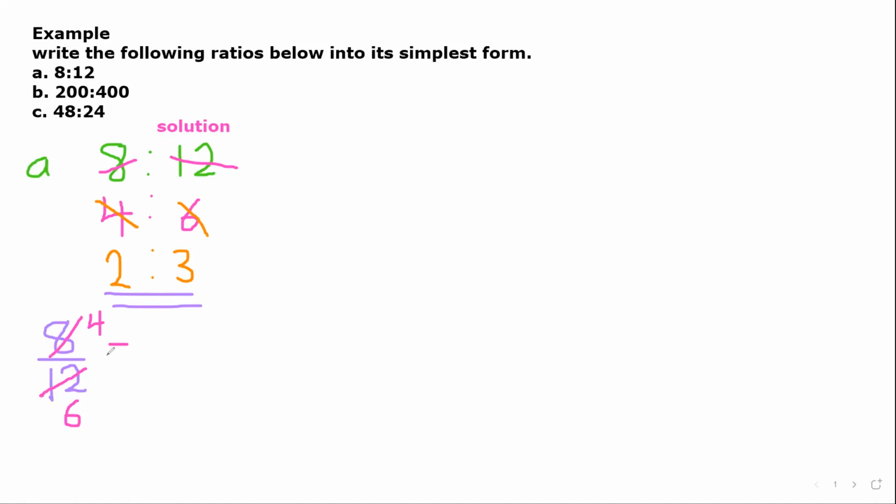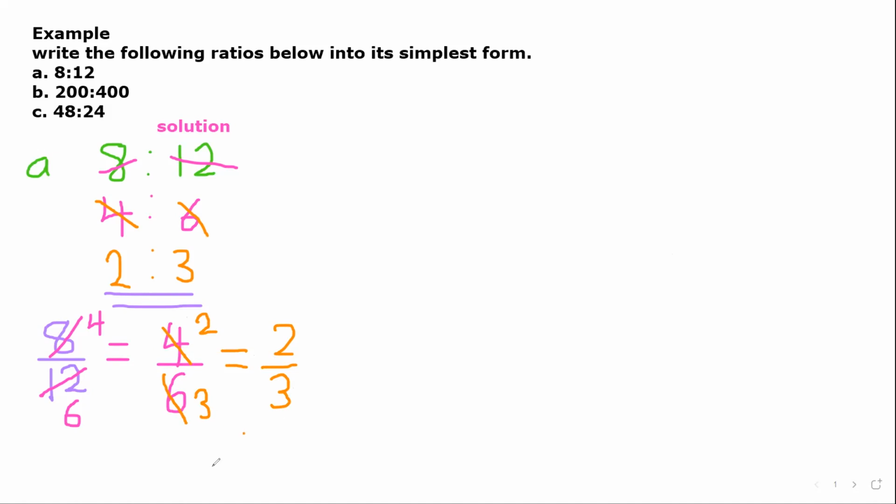Now we have 4 over 6. You can also reduce by 2, because 4 over 6 is not in the simplest fraction here. So 2 goes into 4, 2, and 2 goes into 6, 3. Now we have 2 over 3. Therefore, with 2 over 3, there's no way you can get a common number to cancel.